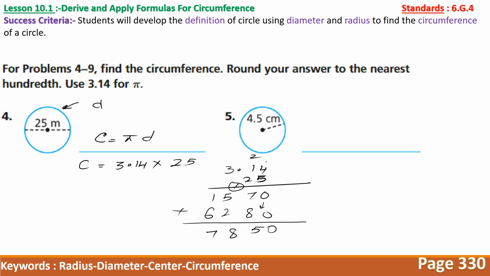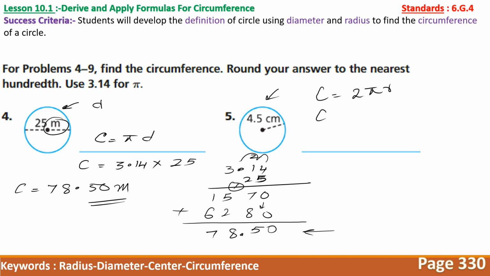Now put the decimal from right to left after 2 digits. So 78.50 is your circumference and your unit will be meter, same as the diameter's unit. Now try to solve all other questions in the same pattern. Let me just finish this question also. Here we have R. So we will use the formula 2 pi R. C equals 2. Pi is 3.14 and R is 4.5.